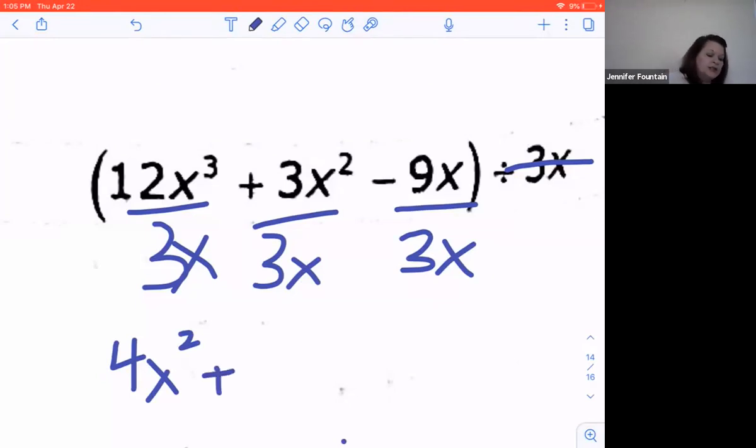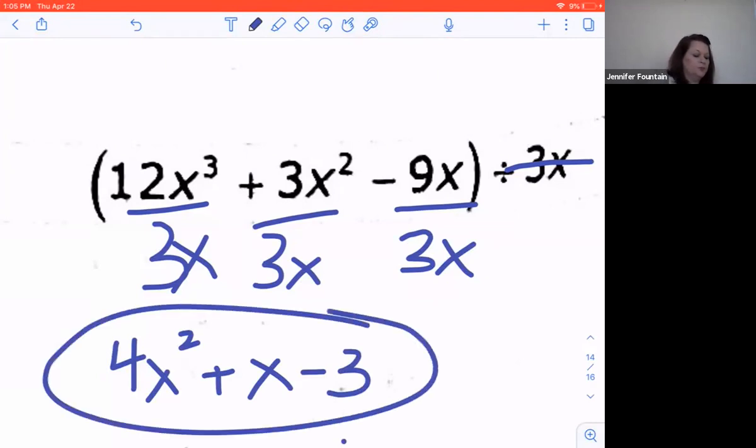Plus 3 divided by 3 is 1. X squared divided by x is x. Negative 9 divided by 3 is negative 3, and x divided by x is 1. So there's my answer: 4x squared plus x minus 3.